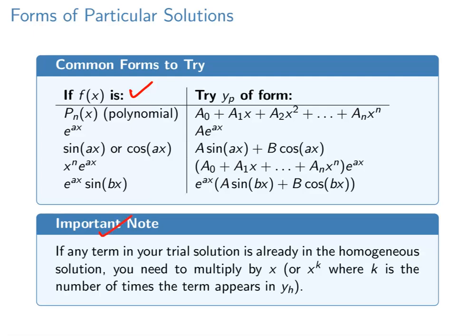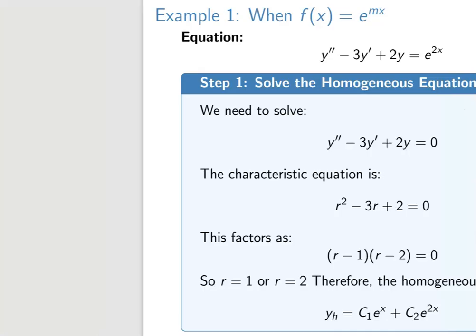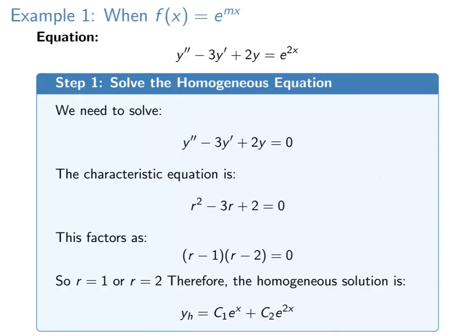So here is an important note: if any term in your trial solution is already in the homogeneous solution, you need to multiply by x, or x to the power k, where k is the number of times the terms appear in yh.